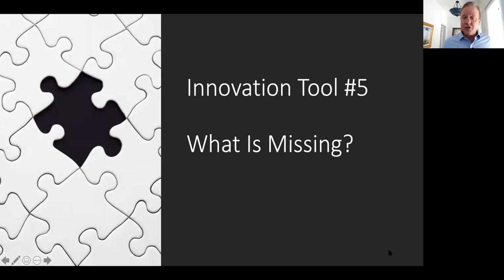So now let's move into new innovation tools. Innovation tool number 5 is what is missing. So what I encourage you to do with this one is just take a look around the room and ask yourself, what's missing from the room? And a lot of us take things for granted. So for example, if I were lecturing you live and we were in the classroom, when I've done this exercise before, and I have done it to over 10,000 people live, typically when I ask people what's missing in the classroom, they come up with things like cup holders, electrical outlets to recharge their phone or their laptop.